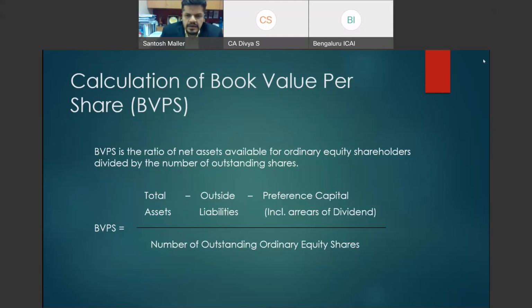Another thing to keep in mind in terms of book value is the denominator here, that is, the total number of outstanding ordinary equity shares. We are talking about equity shares, right?